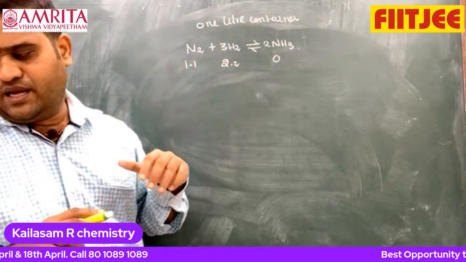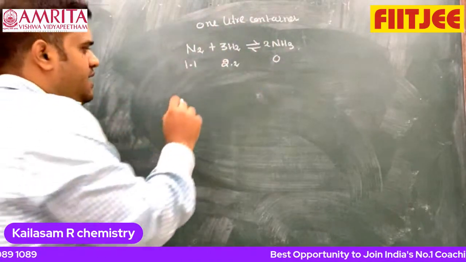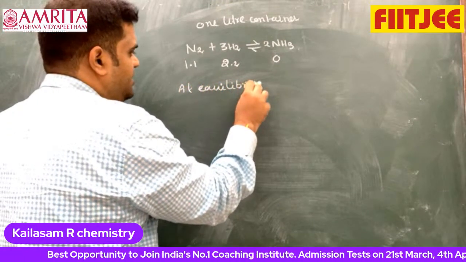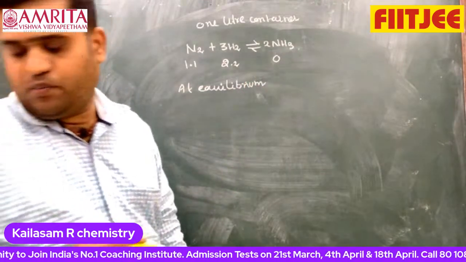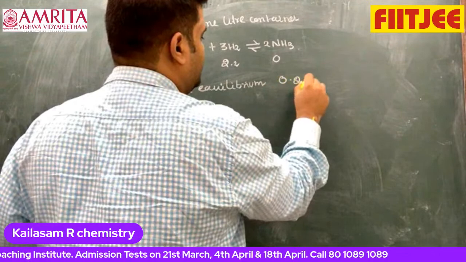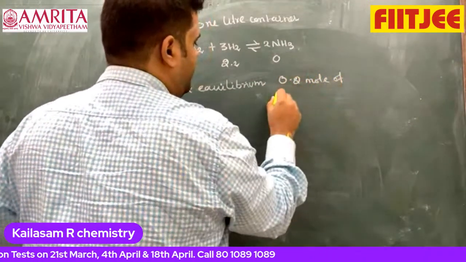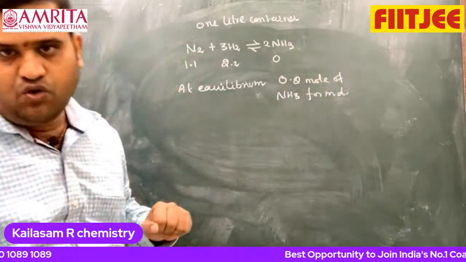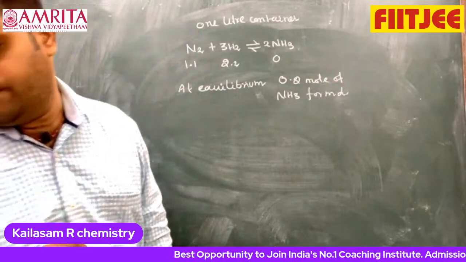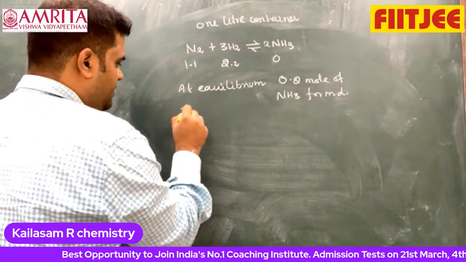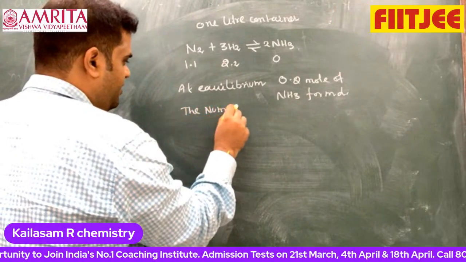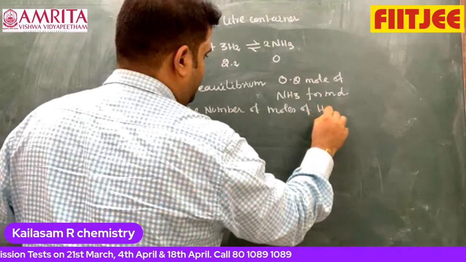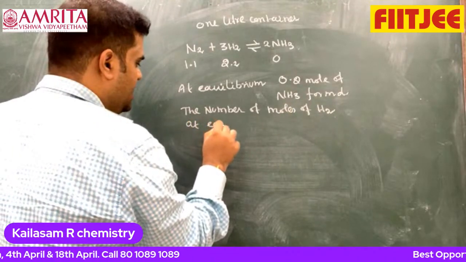1 liter container, and at equilibrium, they are given that 0.2 mole of NH3 is formed. The question is, find out the number of moles of H2 at equilibrium.